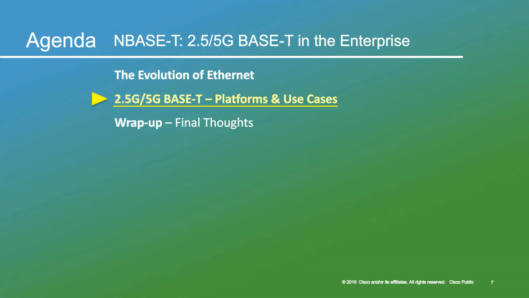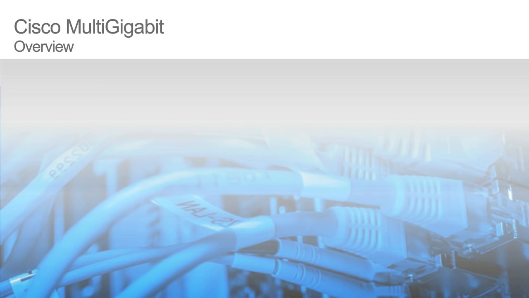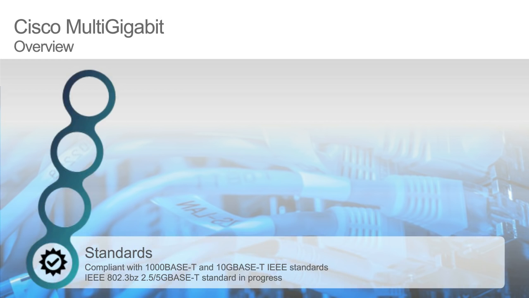Okay, so let me start talking about platforms and use cases. Cisco's branding for this technology, we call it Cisco MultiGigabit Ethernet. So where did we start? This is talking about products we're shipping today. I'll get to the product details in a second.